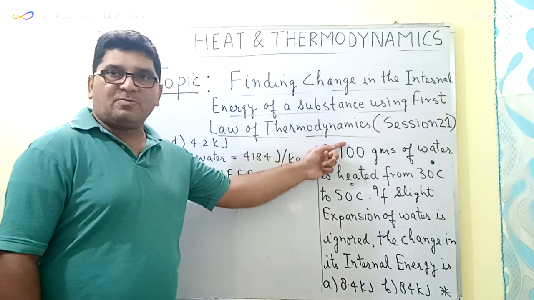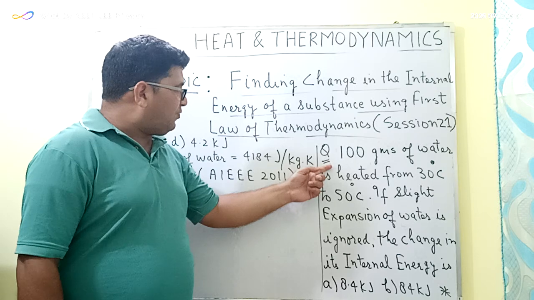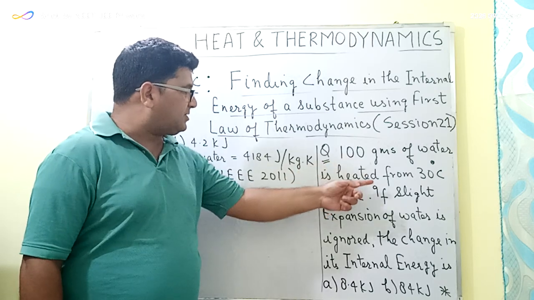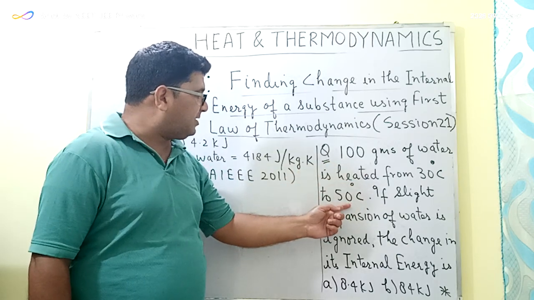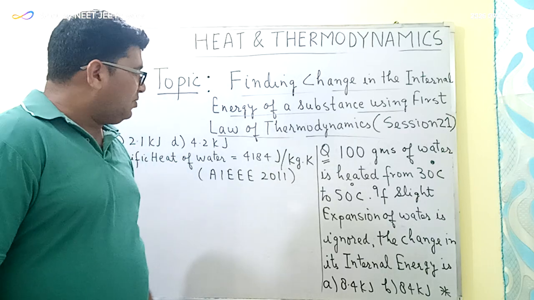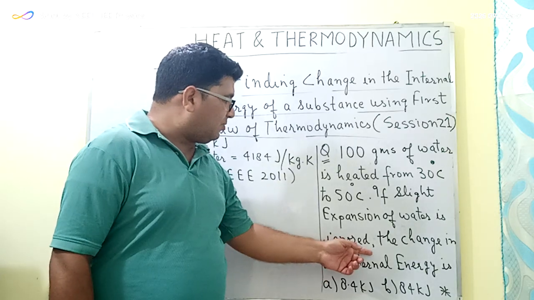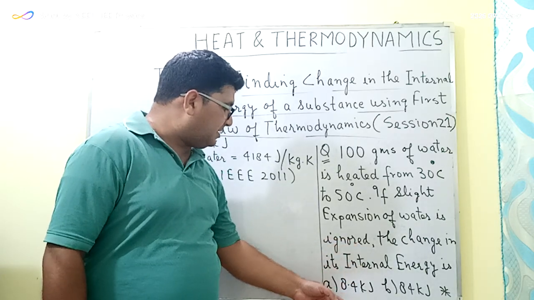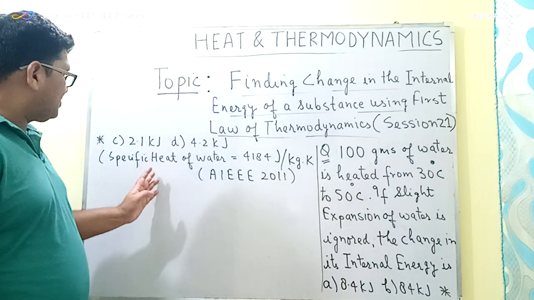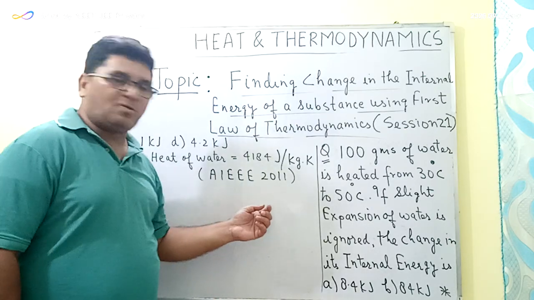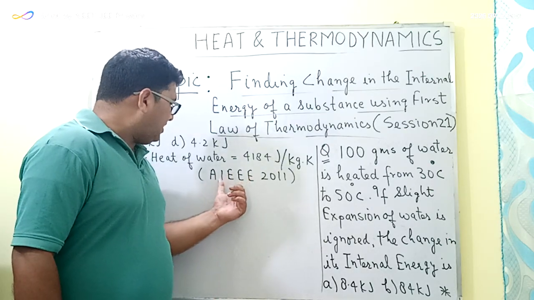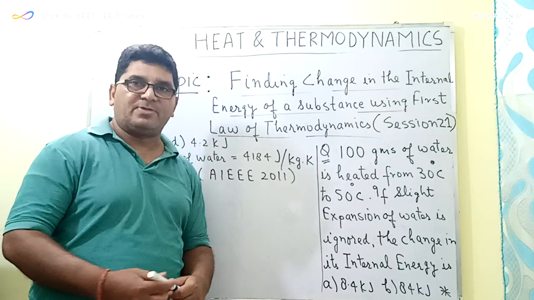The question for this session is: 100 grams of water is heated from 30 degrees centigrade to 50 degrees centigrade. If slight expansion of water is ignored, then the change in its internal energy is. There are 4 options here and we have to find the correct option. This question was asked in the IIT-JEE exam in the year 2011.